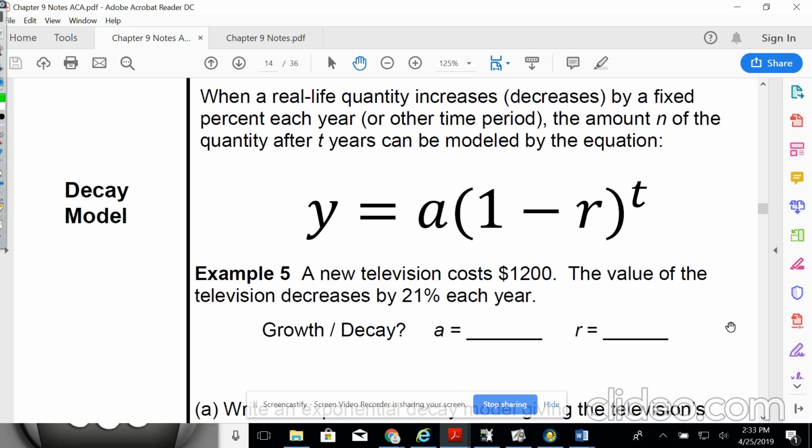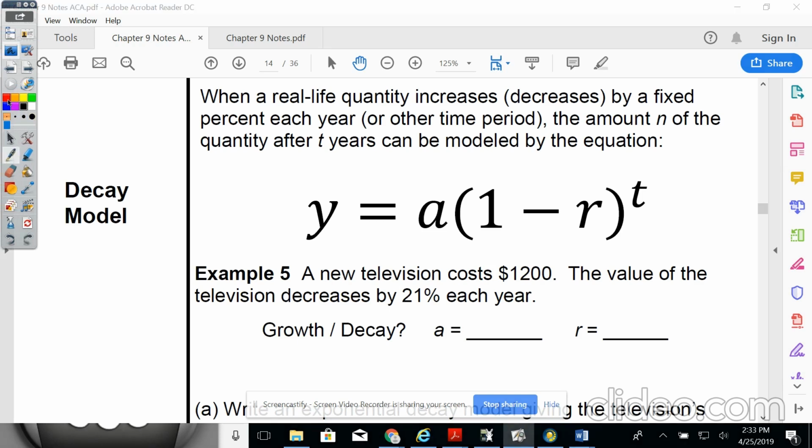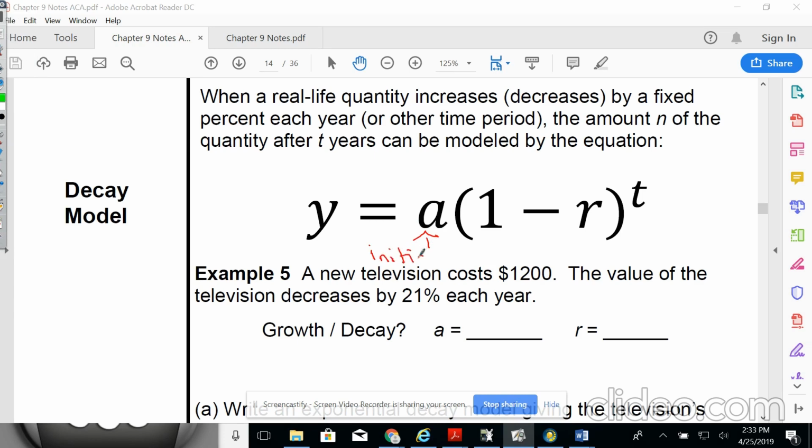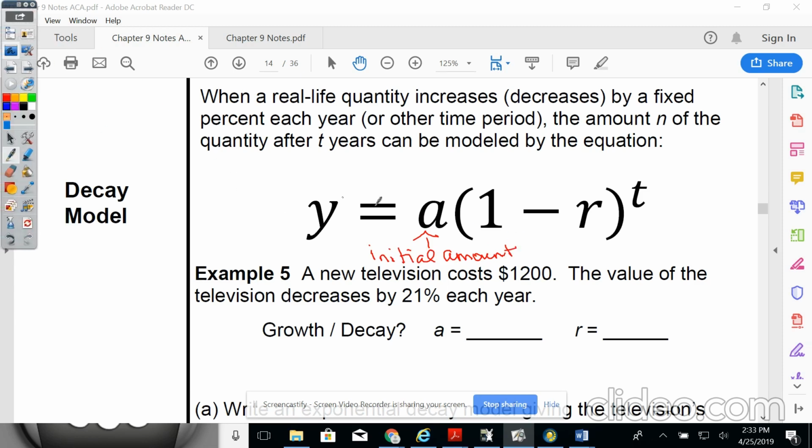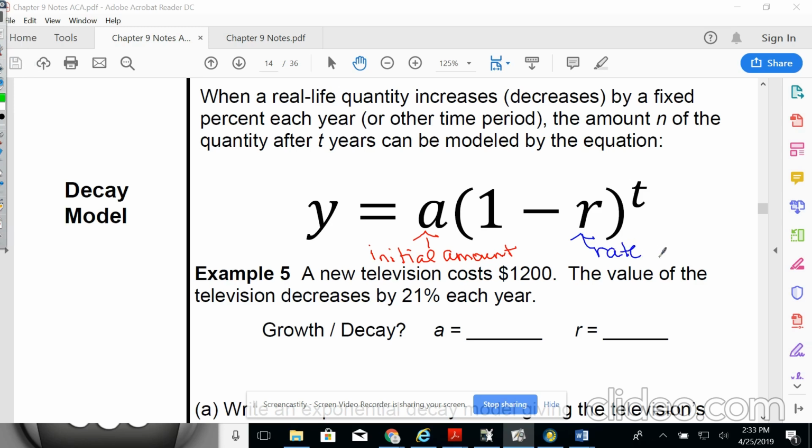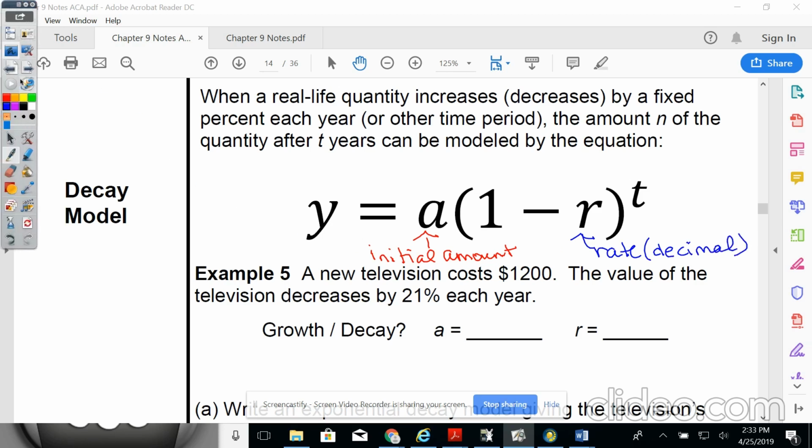So looking at the different parts, we're going to label it again. So right here, the A value is your starting number. So we say that's your initial amount. The R is your rate. And again, usually it's given as a percent, but we need to change it to a decimal. The T is the time in years.